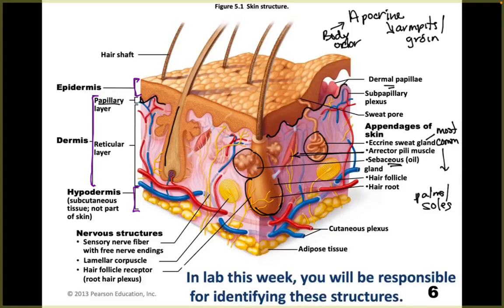Apocrine tend to look a little bit bigger, and you can tell the difference because, do you see how these eccrine actually open straight to the skin, whereas apocrine tend to open into a hair follicle.